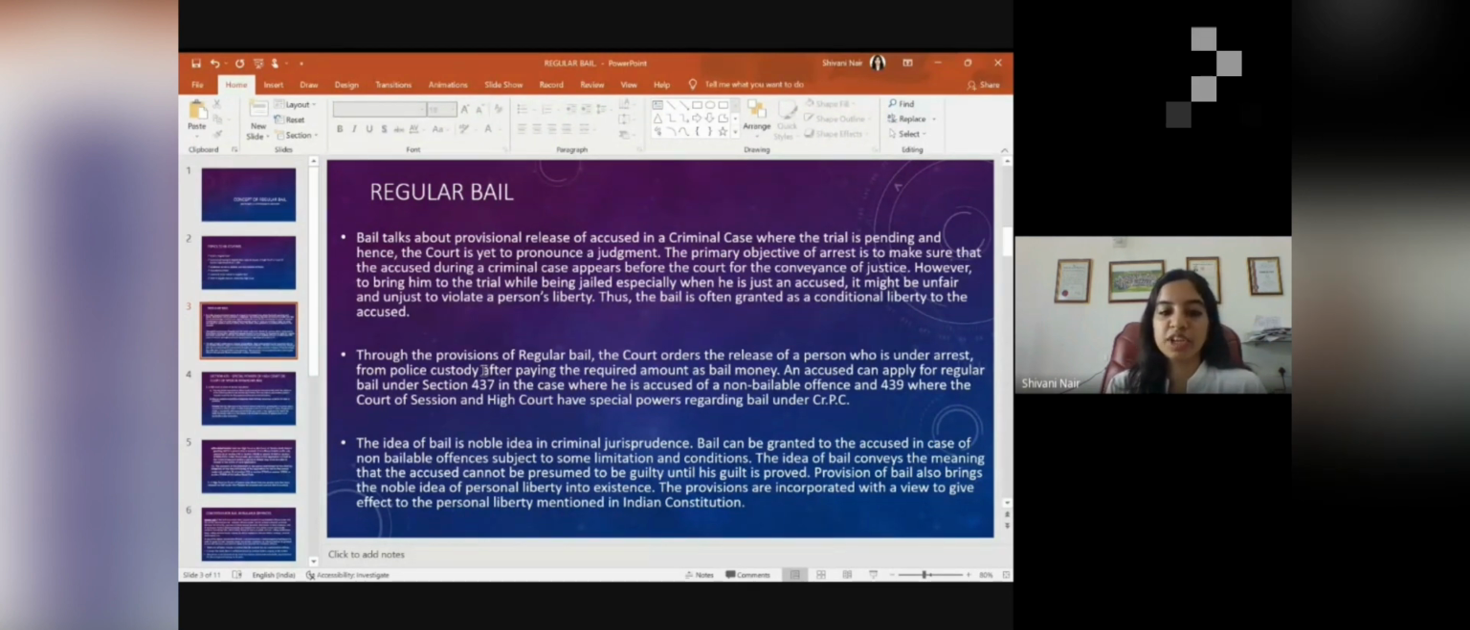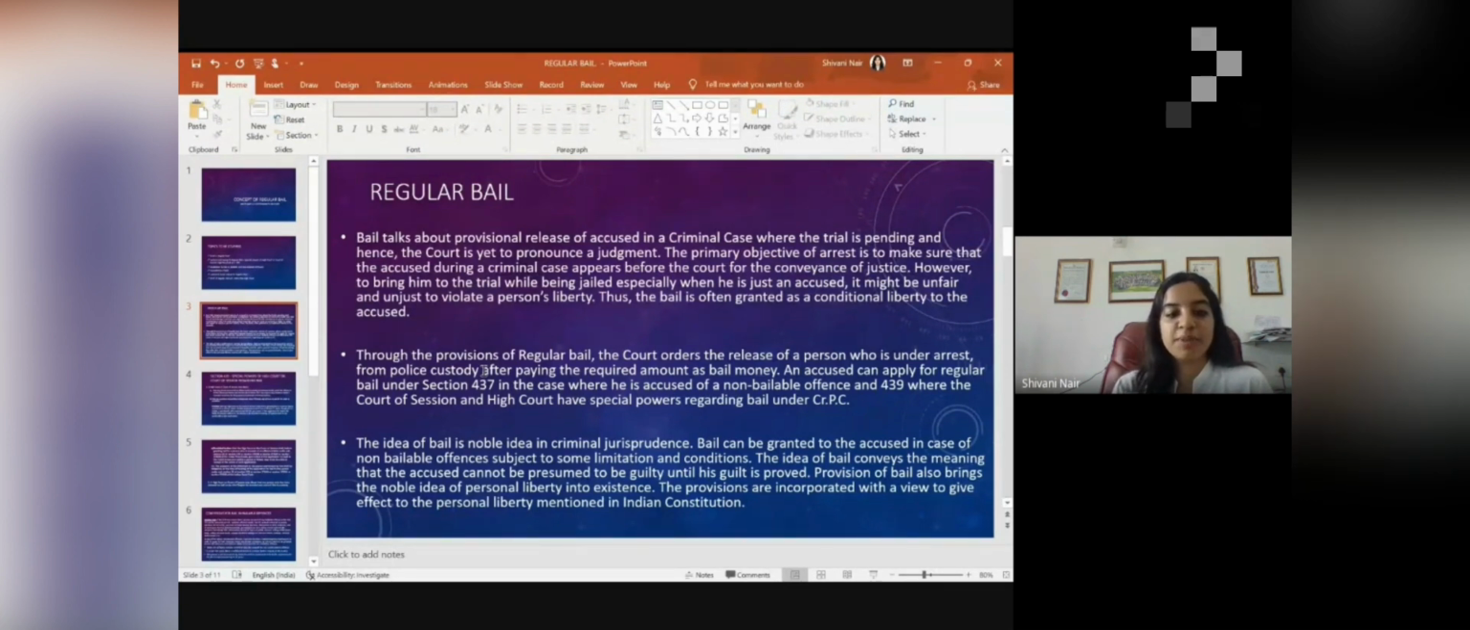Now, through the provisions of regular bail, the court orders the release of a person who is under arrest from police custody after paying the required amount as bail money. Bail money is usually 10 to 20% of the furnished amount that he is supposed to pay, and post the release, based upon certain conditions, he is required to pay the rest of the amount as and when required by the court of law. Now, the accused can apply for a regular bail under section 437, where he is accused of a non-bailable offense, and 439, where the Court of Session and High Court have special powers regarding the bail.